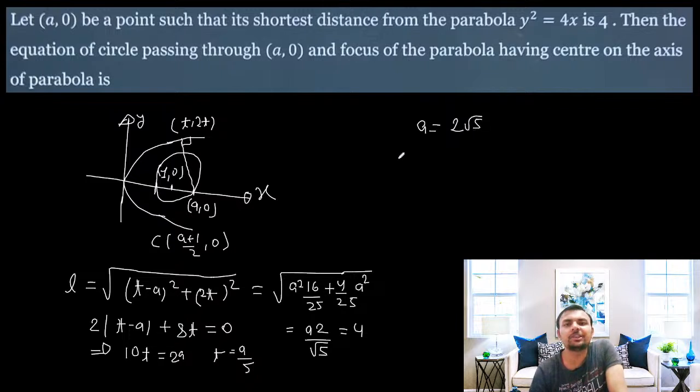Now equation of circle is x minus a, x minus 1 plus y minus 0, y square, it is equal to 0. So this is the equation of circle.